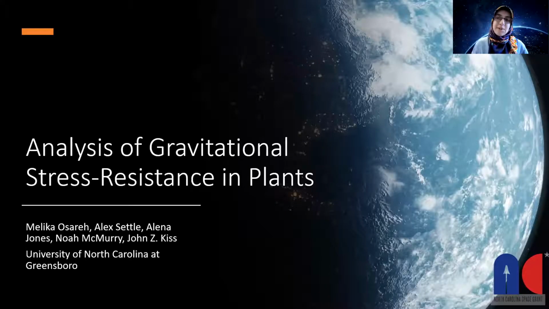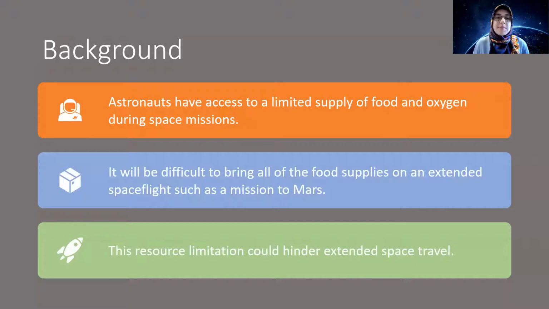I'm from the biology department at UNC Greensboro, and I work in a plant space biology lab. When talking about space travel, one of the main issues is that astronauts have a limited supply of food and oxygen. So our main goal in this lab is to help support long-term space missions by providing plant varieties that are suitable for growing in space. This is really important because plants can provide fresh food, oxygen, and psychological benefits for astronauts.